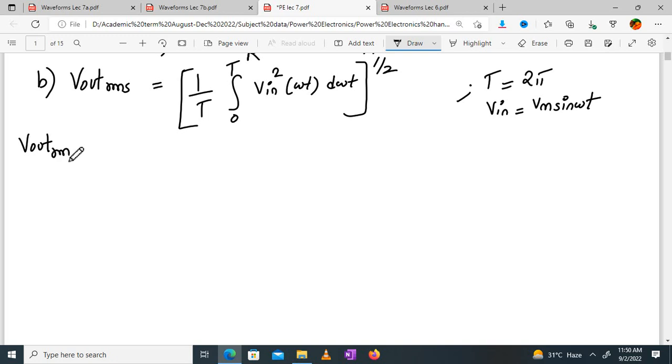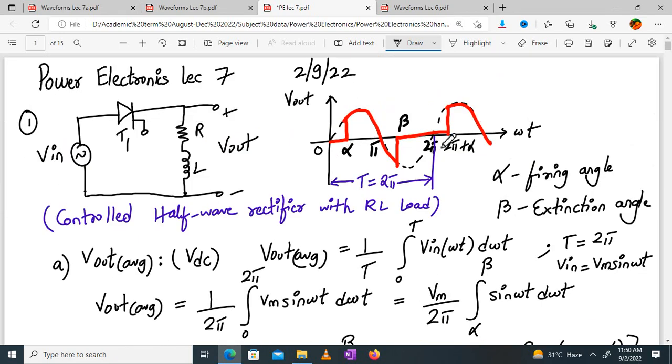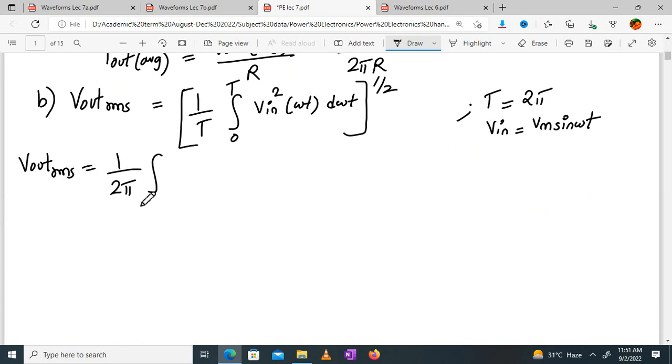V out RMS will be 1 upon 2 pi. Instead of writing 0 to 2 pi, can we say that from 0 to alpha and from beta to 2 pi, the output is 0? So the limits can be alpha to beta. Is that clear? So instead of writing one more step, I am writing it here itself, alpha to beta. Then what is V in square? Vm square sin square omega T d omega T, the whole raised to half.